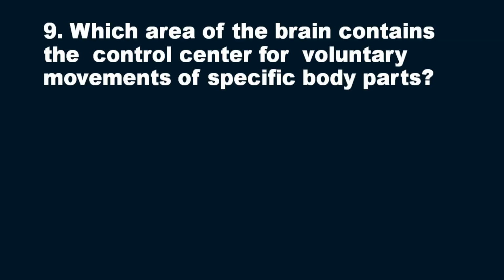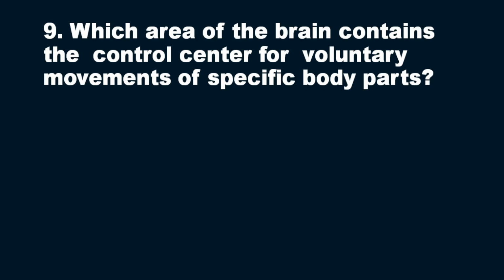So moving on to the ninth question in our series: which area of the brain contains the control center for voluntary movements of specific body parts? So this is the key point in this question: voluntary movement of specific body parts. So there is a center, and which area of the brain contains that control center? So you should know what the control center for the voluntary movement of specific body parts is and where it is located. It is a little complicated question.